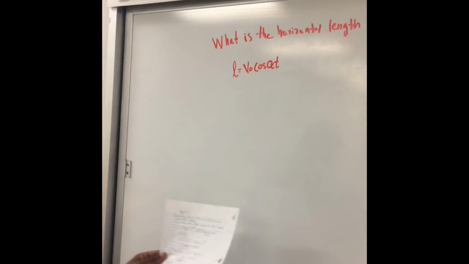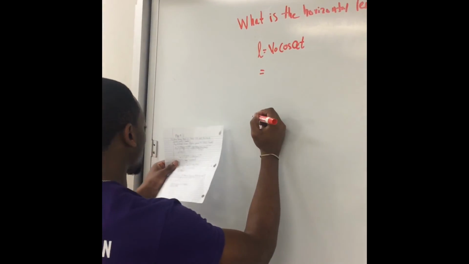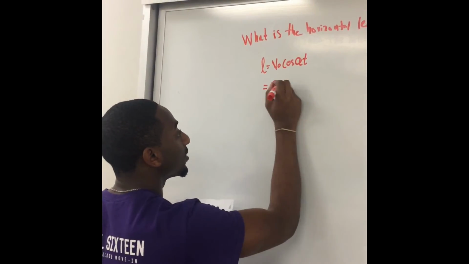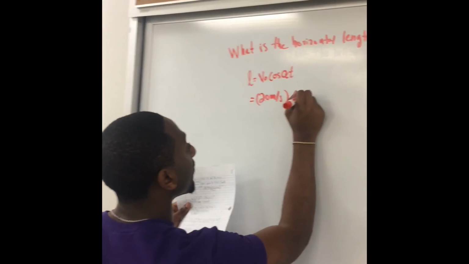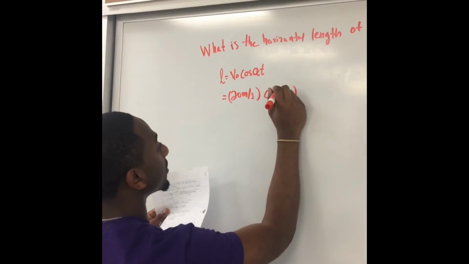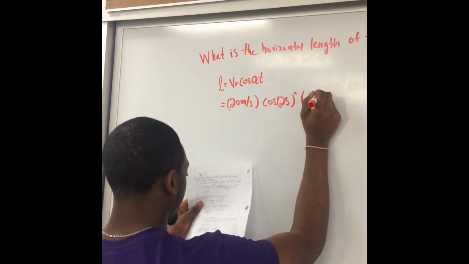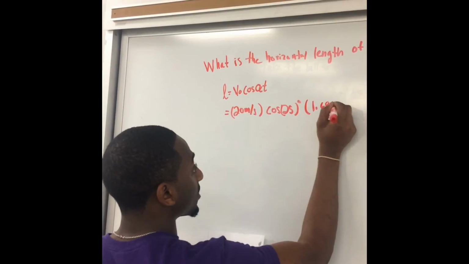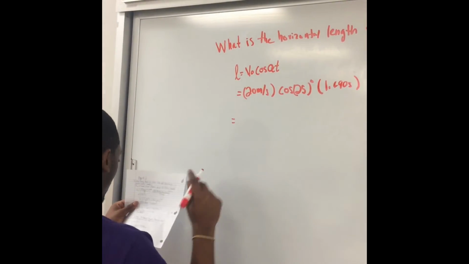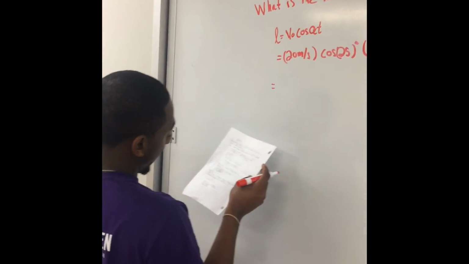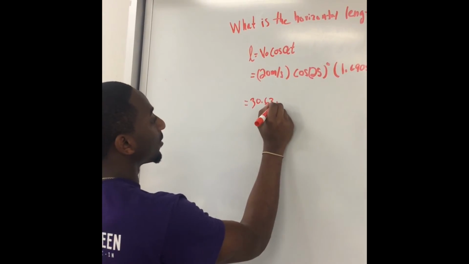So now what we do is just plug in our data. Our initial velocity is 20 meters per second times the cosine of alpha, which is 25 degrees, times the time, which is 1.690 seconds. And when we multiply these numbers, our horizontal length of the pass is 30.63 meters.